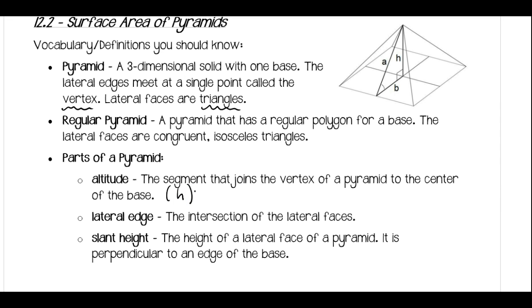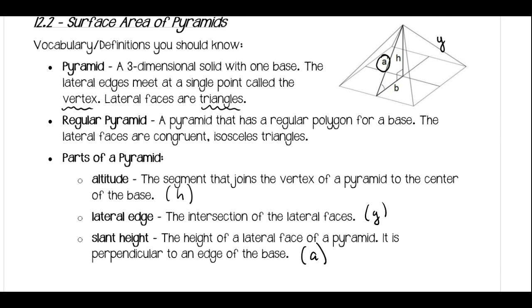We have a lateral edge. That's the intersection of the lateral faces. A lot of times for a lateral edge, we'll use L. Actually, we use that for slant height, L, so I'm just going to call this Y. So that would be Y, and then there would be 4 of those going around. And then the slant height, in this case, it's labeled as A, but normally we use L for the slant height. And we'll look at that more later.